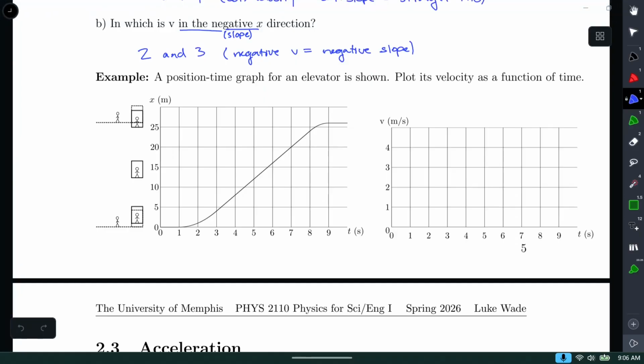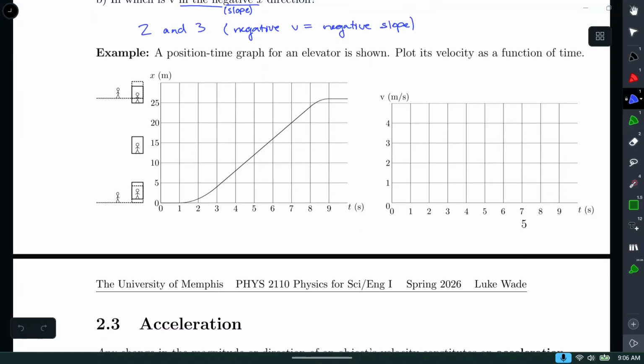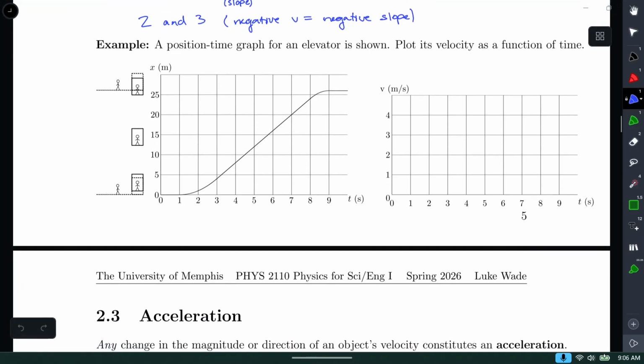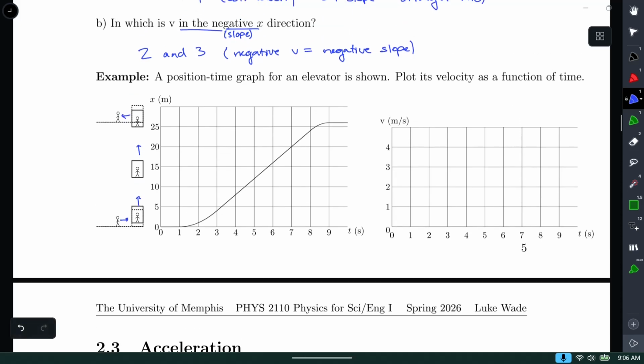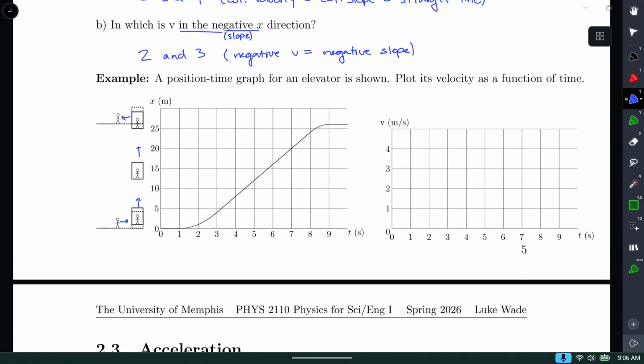So let's do that. I'm going to find slopes for this position time graph to say something about the speed of this thing. And just to ground it a little bit, this is someone getting in an elevator, going up the elevator, and getting out on the top floor. So they get in, they go up, and then they get out. That's the motion that I'm plotting here. And now this actually is plotting their height as a function of time.